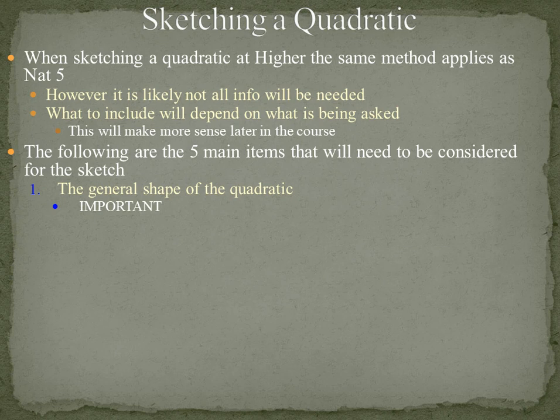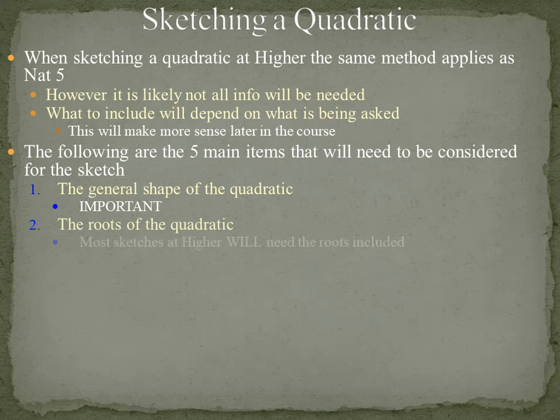If you get it wrong and draw a minimum turning point when it should be a max, that's going to be quite a big fail in terms of your sketch, and whatever uses it's going to be providing could be ruined by the fact that you draw it the wrong way round. So that will be important, and I can guarantee will need to be part of any sketch.